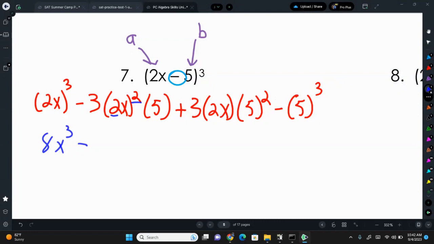So 3 times 4 times 5 is going to be 60. We have x squared. Then here we have 5 squared, so 25 times 2 times 3 is going to be 150x, and then minus 5 to the third. 5 to the third is 125. So there we got our answer much quicker.